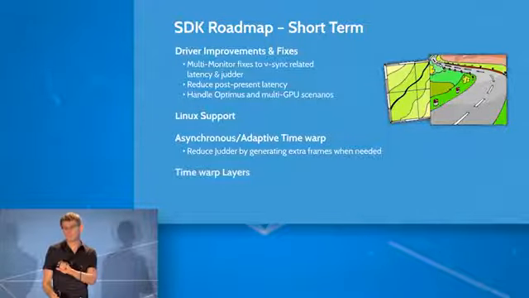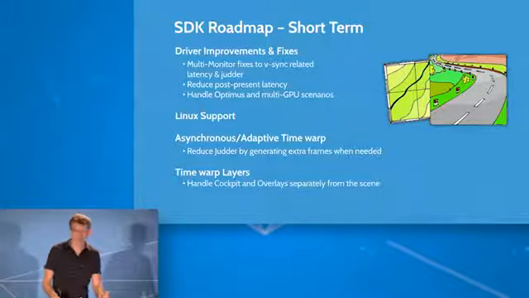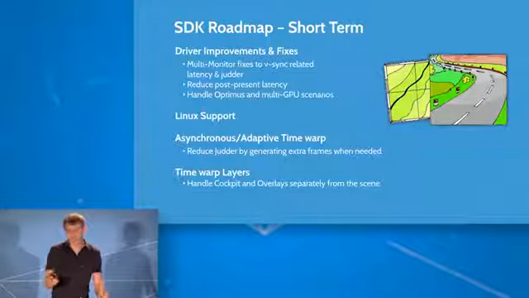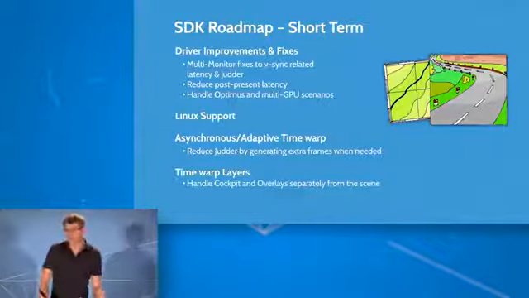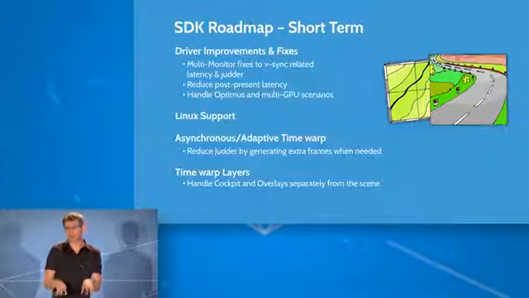Part of the jitter and timing issues were caused by monitor syncing. We also want to reduce post-present latency, and as you saw, Volga had a 0 post-present number. That will also be coming with a new driver. We'll address multi-GPU and Optimus scenarios. Of course, we are working on being cross-platform, so Linux support will be coming soon. And we are really working hard on addressing the jitter through adaptive synchronous time warps.